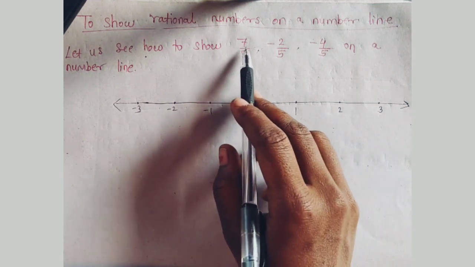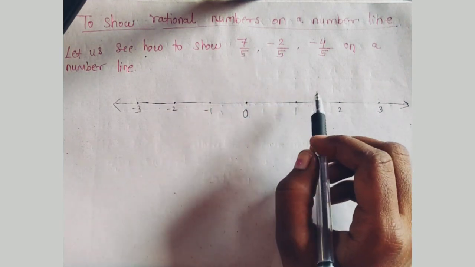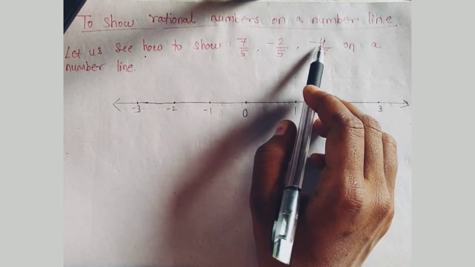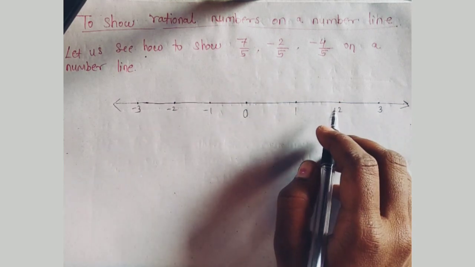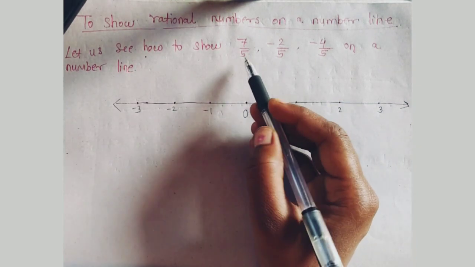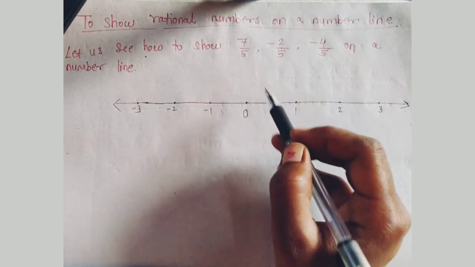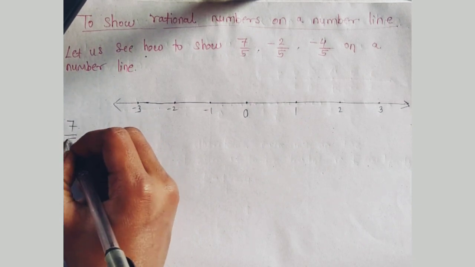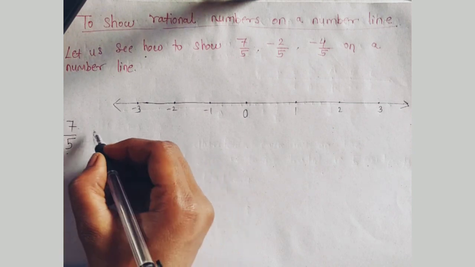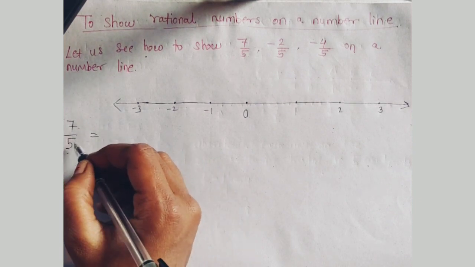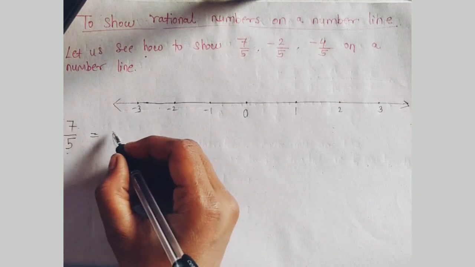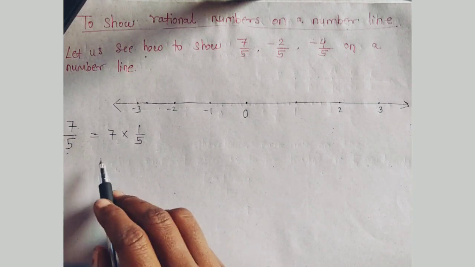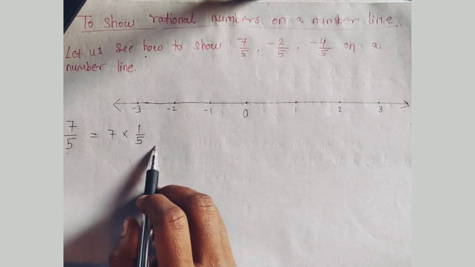Now this is a number line, and we have to show 7 upon 5, minus 2 by 5 and minus 4 by 5 on this number line. First, we will show 7 upon 5 on this number line. Now 7 upon 5, first expand 7 upon 5: 7 into 1 upon 5.